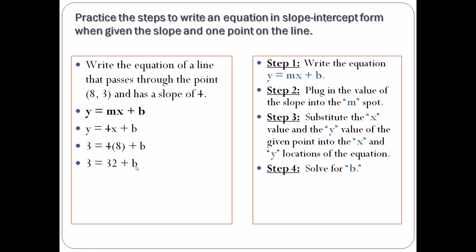Still need to get b alone. It's a positive 32. How do I move it across the equal sign? I have to subtract. So I do 3 take away 32 is going to give me a nice big negative 29. So negative 29 is b. What does that mean? That means your y-intercept is way down at negative 29. Yeah, it's way down there.